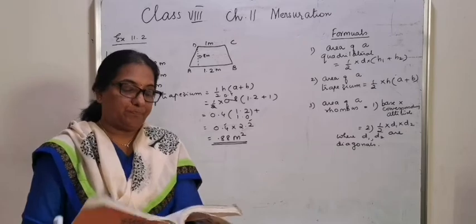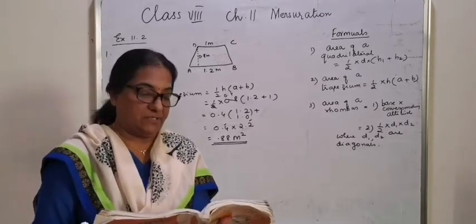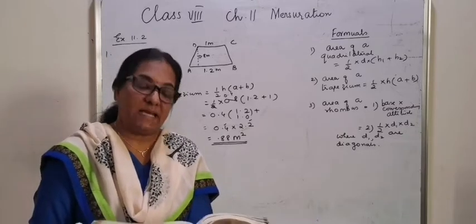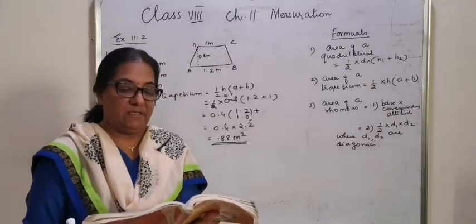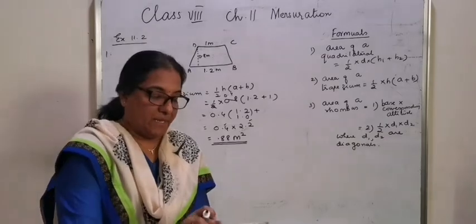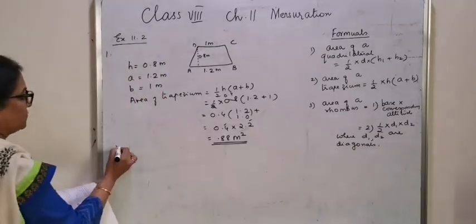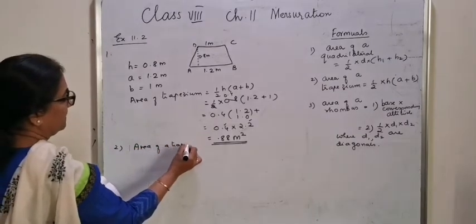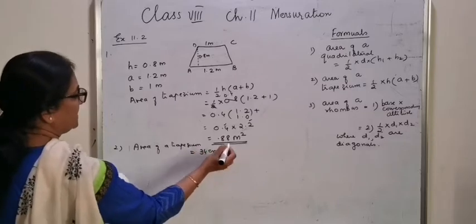Second question. The area of a trapezium is 34 centimeter square and the length of one of the parallel sides is 10 centimeter. And its height is 4 centimeter. Find the length of the other parallel side. Area of trapezium is 34 centimeter square.